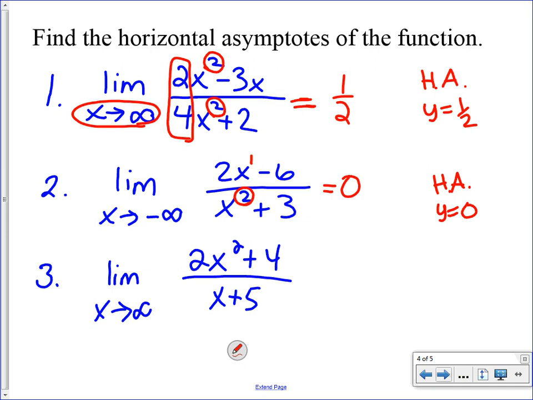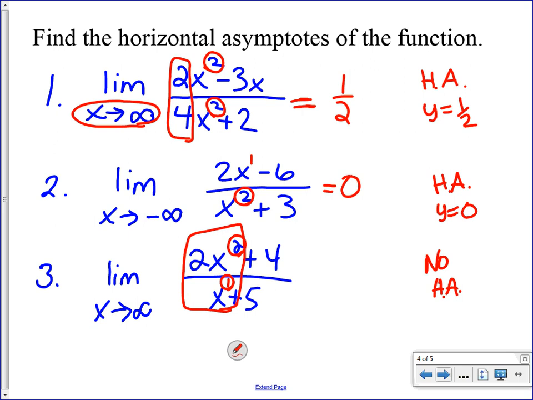The limit as x approaches infinity of 2x squared plus 4 divided by x plus 5. If we compare the degrees here, the degree of the numerator is 2, the degree of the denominator is 1. So that tells us there's no HA, which means the answer to the limit is either positive infinity or negative infinity. Now, to tell which one it is, all you have to do is focus on these first terms.